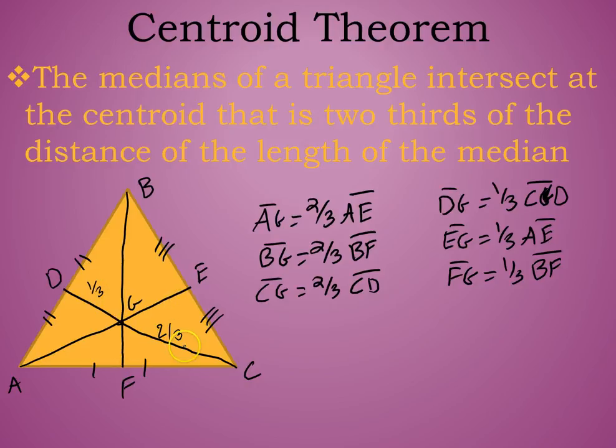So if I know one of these pieces, I know the rest of them. If you're given AG and you want to find AE, you just do AG equals 2/3 AE and solve like that. If you're given AE and you want to solve for EG, use this equation. So you just have to remember it's 2/3 from the vertex to the centroid, and the entire median. It's 1/3 from the side to the centroid.